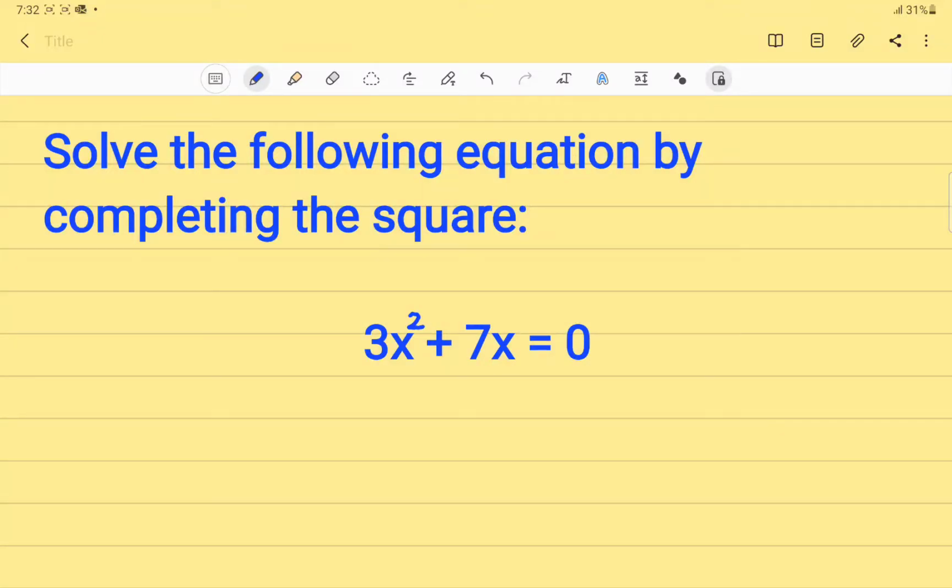Today we are going to solve a quadratic equation with the help of the method that is called completing the square. So let's get on with our solution. Our given question is 3x squared plus 7x is equal to 0.